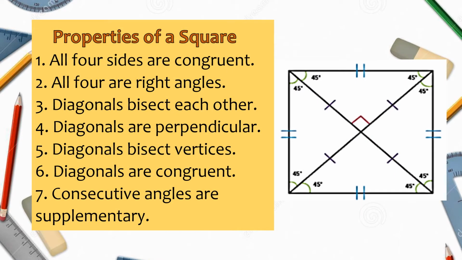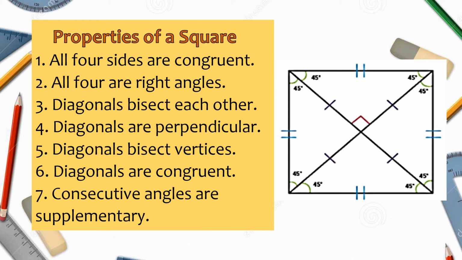For the last part of the review, we also have discussed the properties of a square. So, malalaman natin ulit or aalalahanin natin ulit kung gaano nga ba ka-special itong square. Parang pinagsama siya ng rhombus at rectangle. First one, all 4 sides are congruent. Ibig sabihin, kagaya ng rhombus, ang bawat side niya ay pare-parehas ang sukat. Second one, all 4 are right angles. Ibig sabihin, kagaya ng rectangle, nakabuo siya ng 90 degrees sa bawat angle.